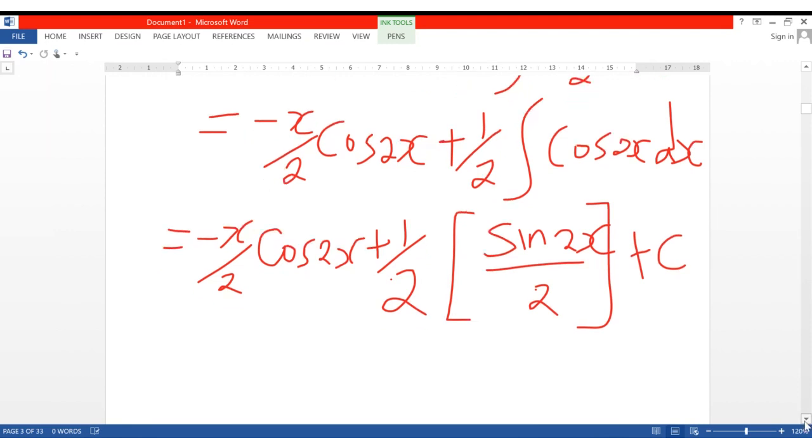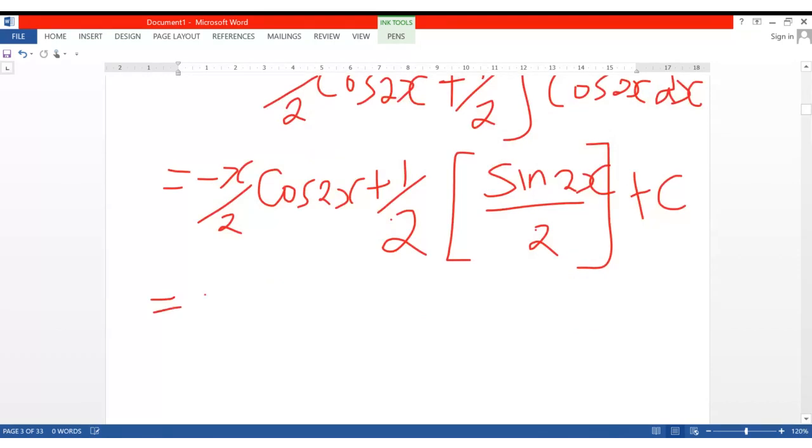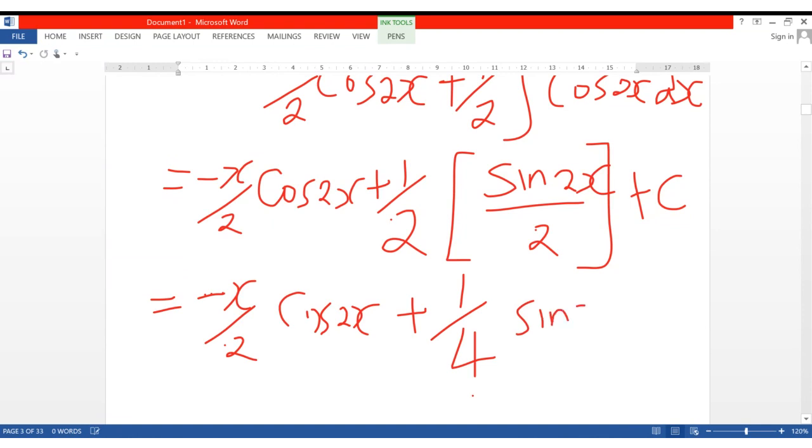So my final answer should be given by negative x all over 2 cos 2x plus now what? A quarter sine 2x plus c. So the constant of integration, I will really encourage you to add it at the end. Not when you're integrating the dv, no, at the end.